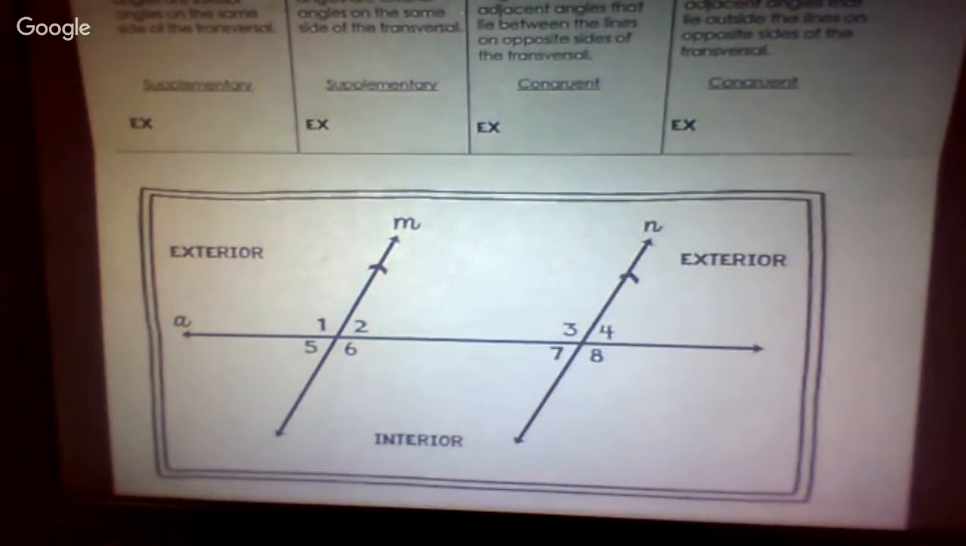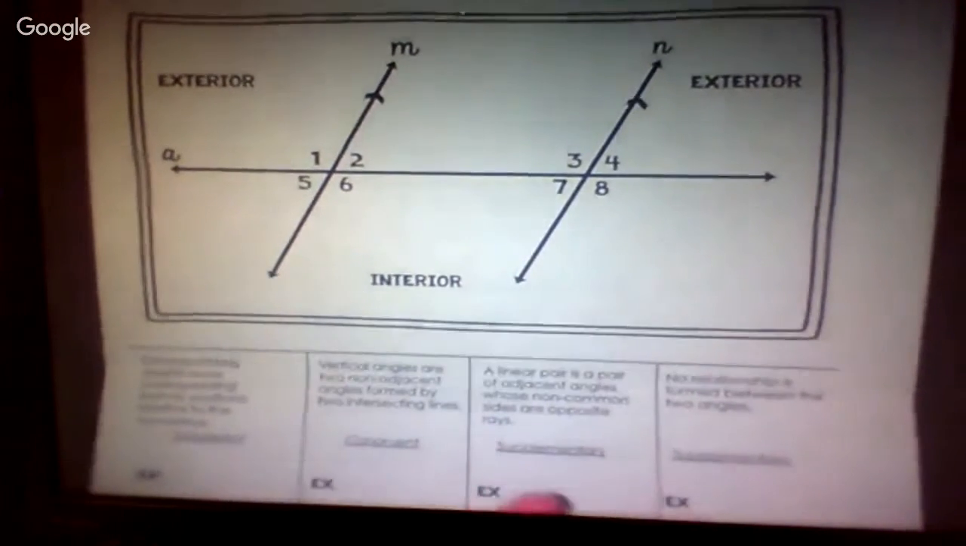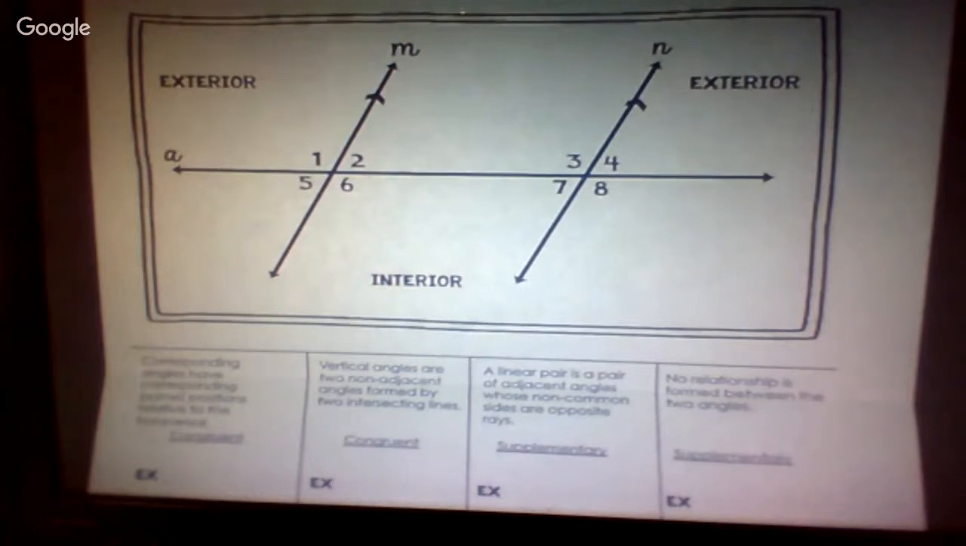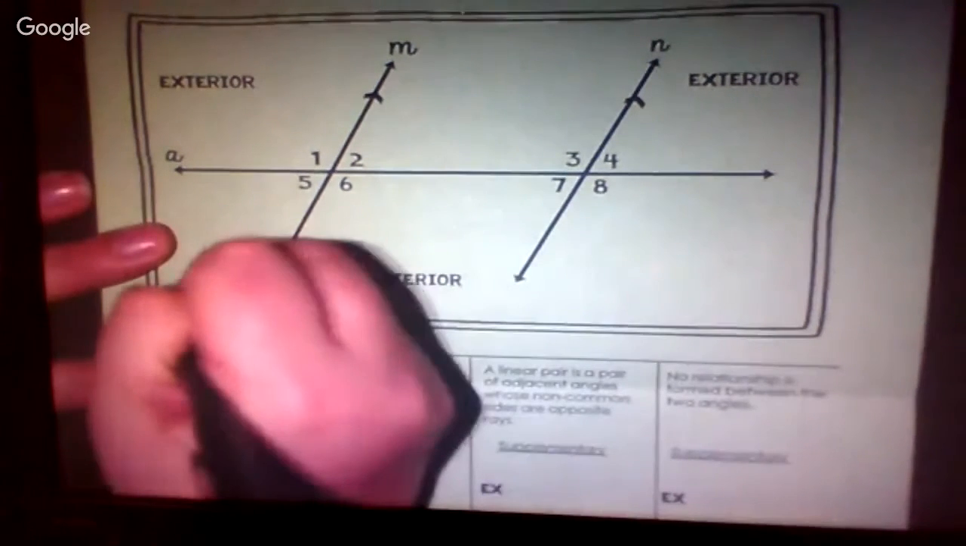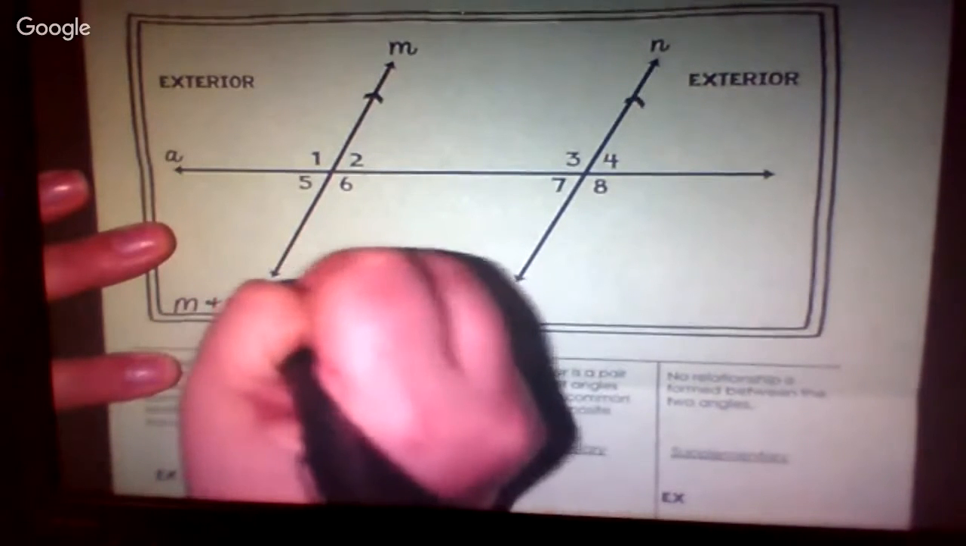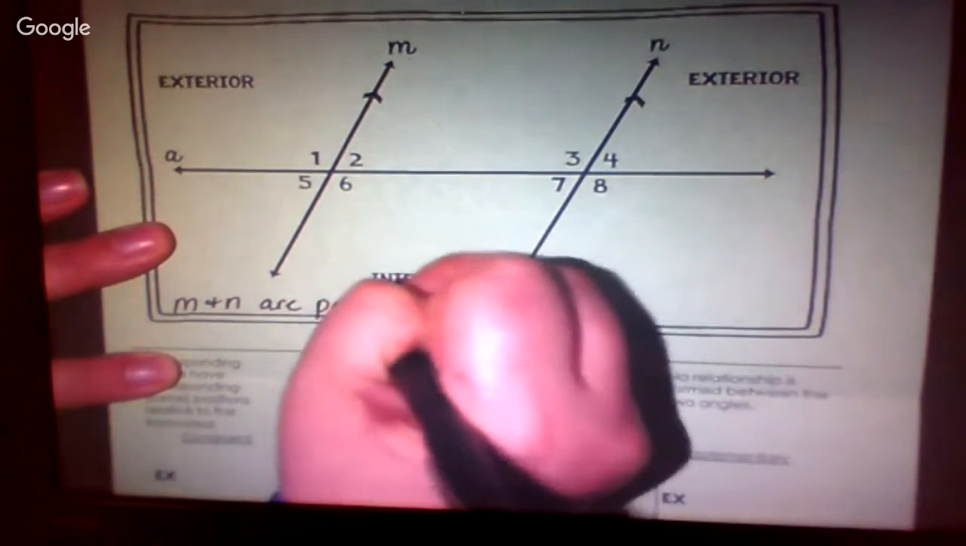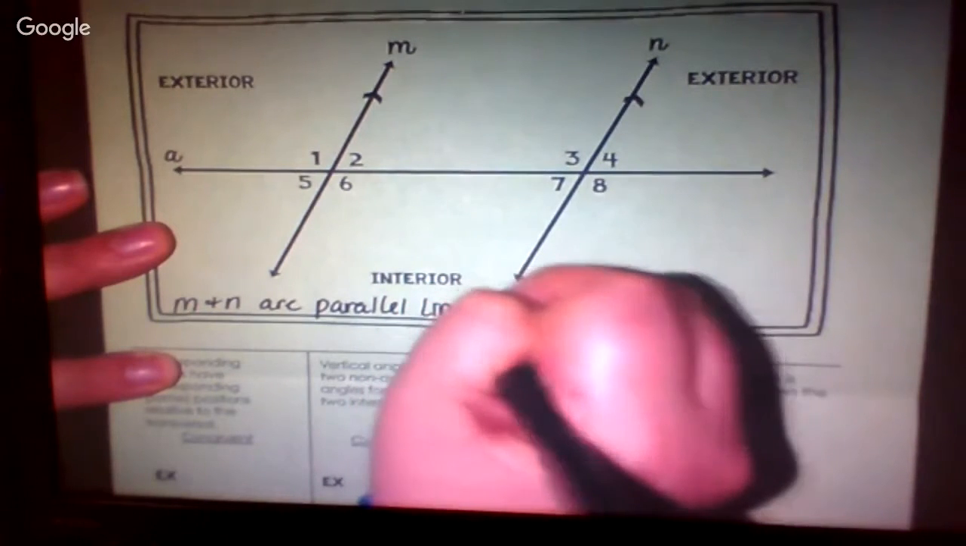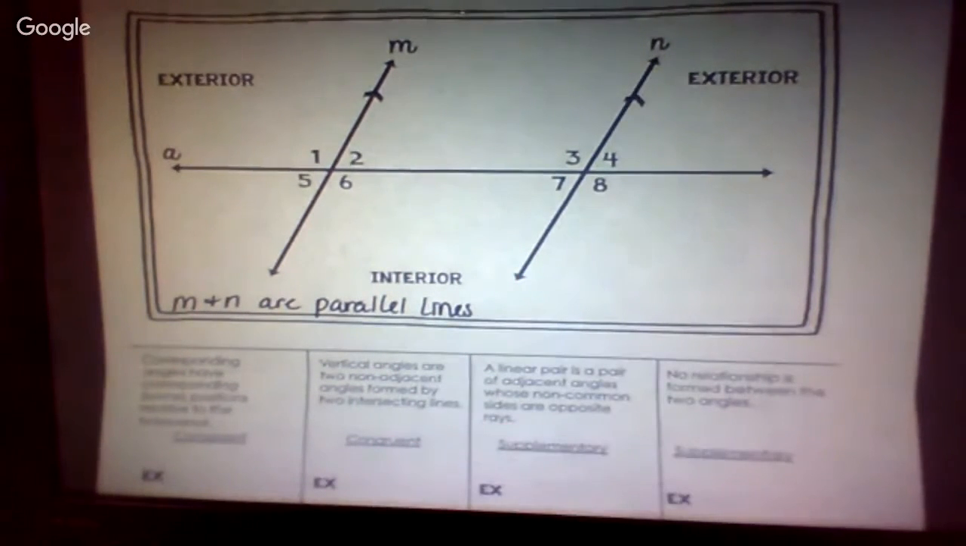Okay, so the concept we're going to talk about today is parallel lines cut by a transversal. If you take a look at this picture, what lines are parallel? M and N. Okay, so M and N are parallel lines. What does it mean to be parallel lines? Like to keep straight and not go. Keep straight. What do parallel lines never do? They never cross. Good. Okay, so M and N are your parallel lines.